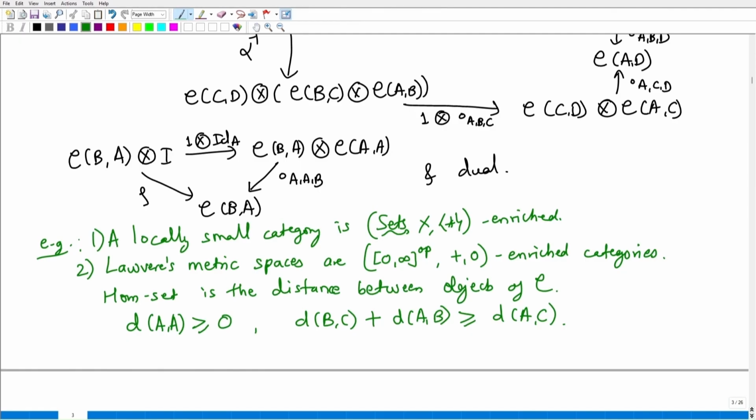Sorry, I think I made a mistake here. I should have said 0 is bigger or equal to this, for any A, B, C in the enriched category.